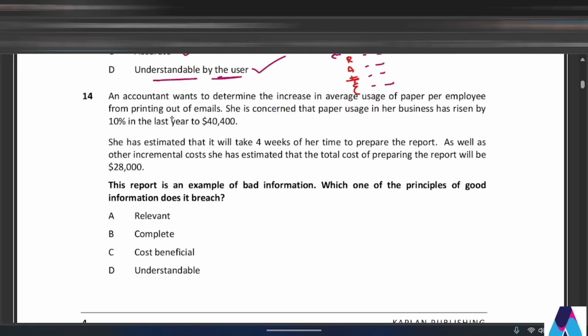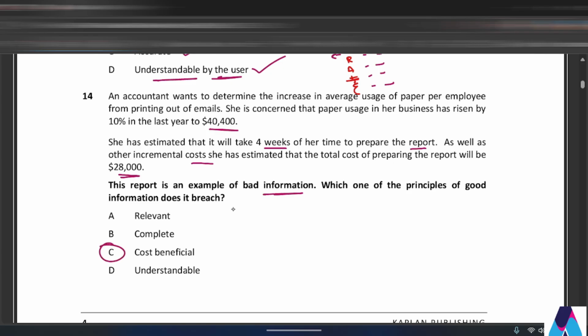Okay, now question number 14 says an accountant wants to determine the increase in average use of paper per employee from printing out emails. She is concerned that paper use in her business has risen by 10% in the last year to $40,400. She has estimated that it will take 4 weeks of her time to prepare the report as well as other incremental costs. She has estimated that the total cost of preparing the report will be $28,000. This report is an example of bad information. Which one of the principles of good information does it breach? It basically breaches cost beneficial.